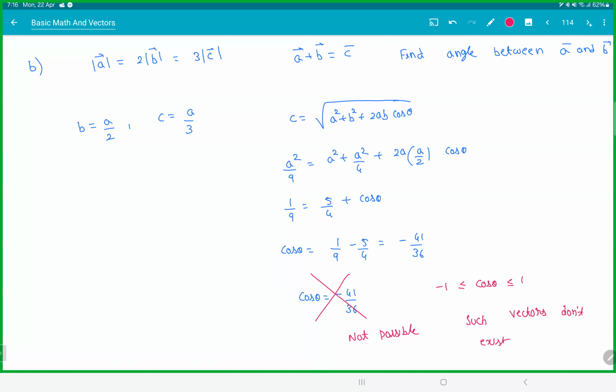Got this? So just because you got an answer doesn't mean it is right. You need to check whether it makes sense. Have a look at this. Next one. Any doubts on this? Calculations are right, but that question is wrong. You can't have this kind of vectors. Next one, turn the page.